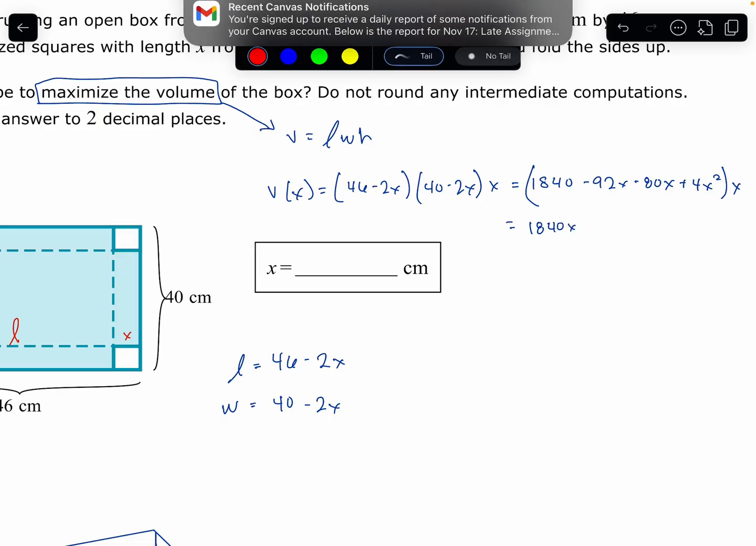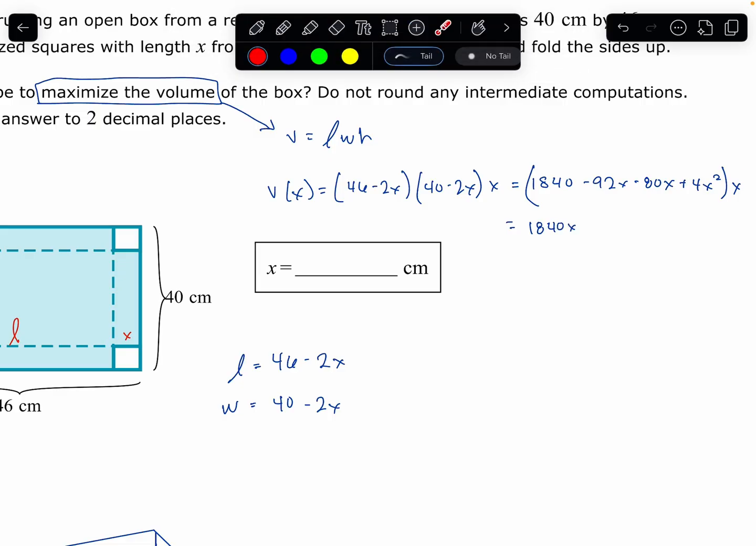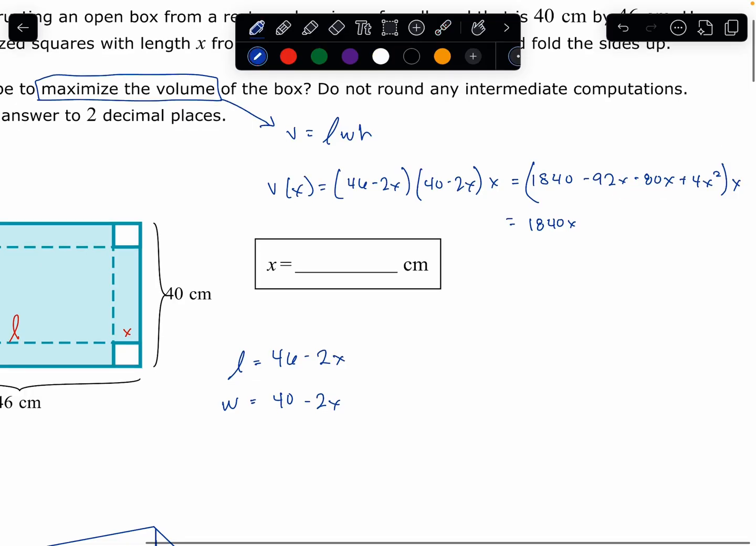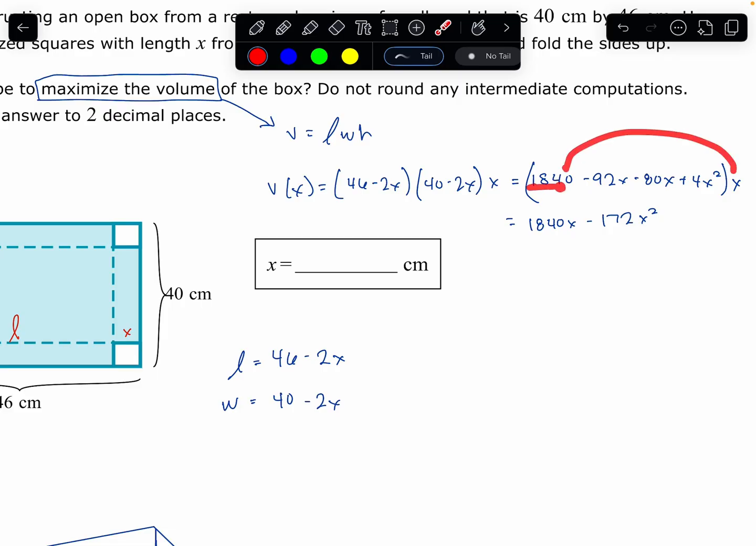1840x, and then we're going to combine these, so negative 92 minus 80. So it's negative 172, but we're going to multiply by the x out here, so it's going to give me x squared. I don't know if I said that before, but we're distributing the x too. So the 1840x, and then that's going to be plus 4x cubed.